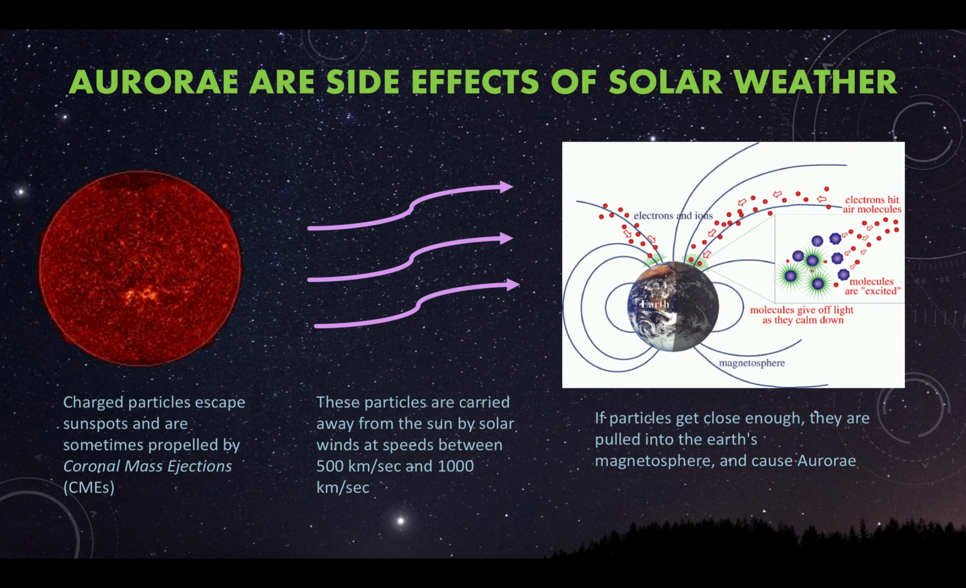Basically, it's when charged particles escape sunspots, and then sometimes they're propelled by mass injections. These particles are then carried away from the sun by solar winds at speeds between 500 kilometers a second and 1,000 kilometers a second, and if the particles get close enough, they're eventually pulled into Earth's magnetosphere and they cause the aurora.